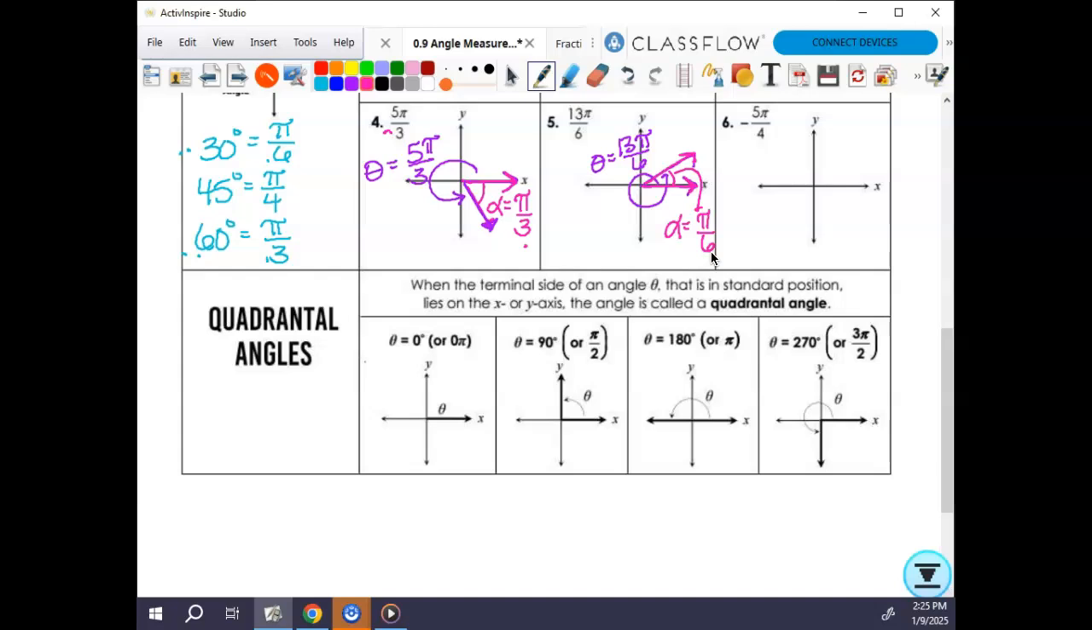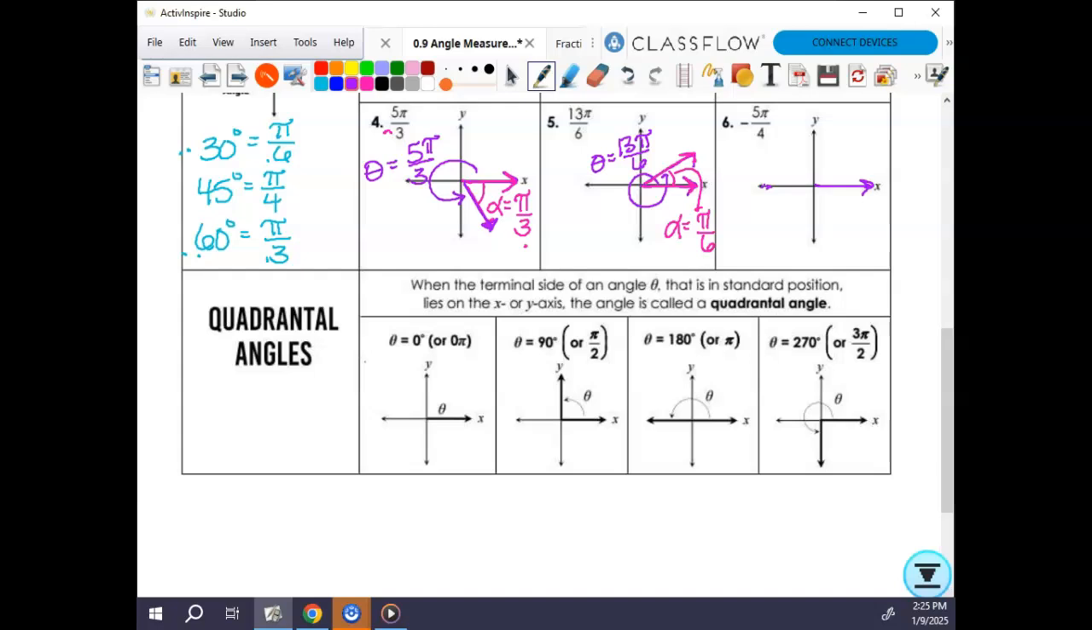Okie dokie. Now we have a negative. We're going to start here. I have to go clockwise now, so this is going to be negative what? 4 pi fourths, right? If I'm going this way, negative 4 pi fourths. I need to go one more to get to negative 5 pi fourths, right?